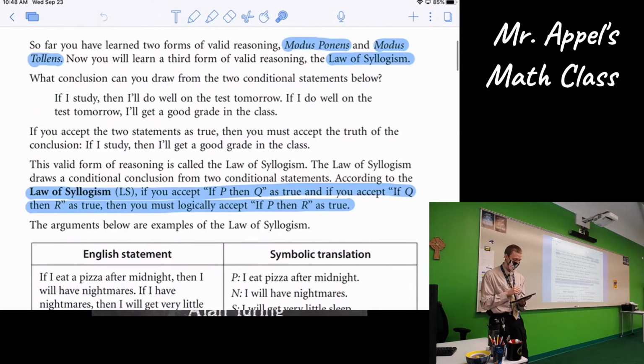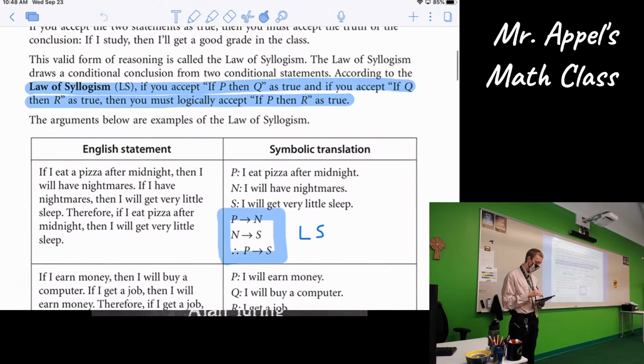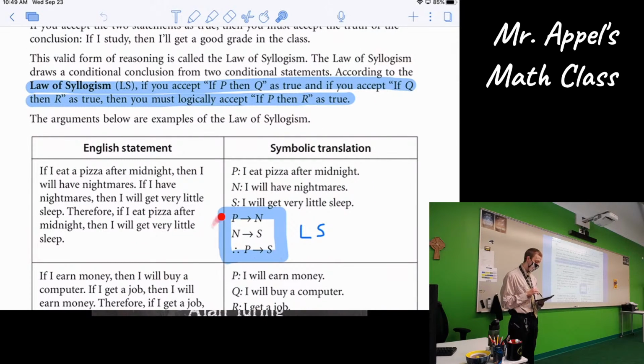The law of syllogism, shorthand LS. If you accept if P then Q, and you have if Q then R, if those are both true, then it also must be true that if P then R. Okay? And that's just writing out what we've already seen symbolically. I would reduce it just to this. Now we have those handy dandy symbols. Make use of them. Law of syllogism is if P then N, if N then S, therefore if P then S. That's all we need.